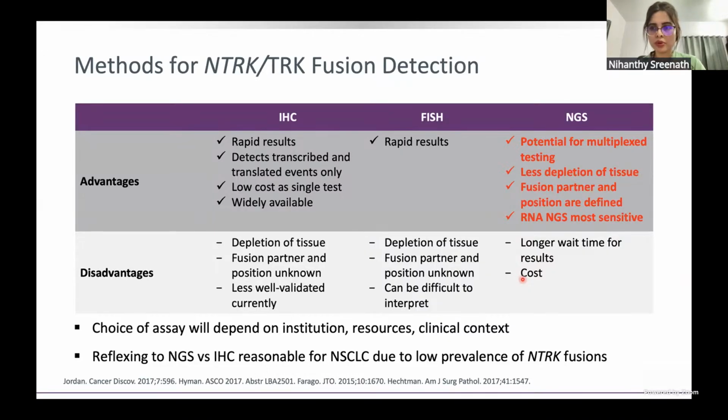So we need to keep into consideration the patient's condition, the performance status, the disease burden, and what type of treatment we are going to give. Based on that, if the patient is quite stable, then wait for the NGS report, or else get an IHC upfront if something is required. But the important one is, reflex to NGS, IHC is reasonable. The final takeaway is that the prevalence is quite low, because fusion protein detection in IHC is quite less.